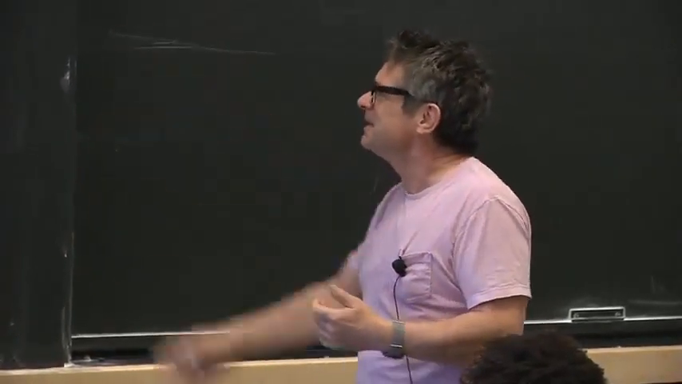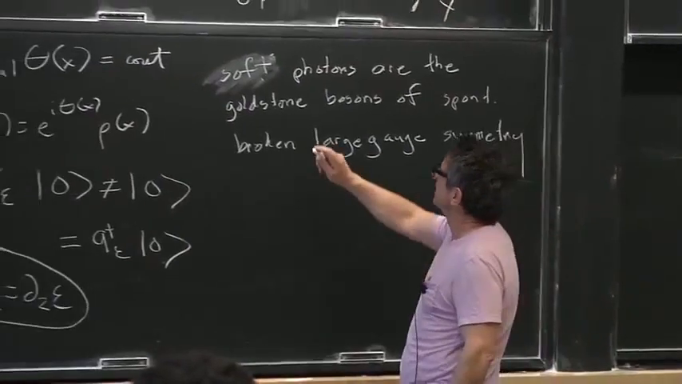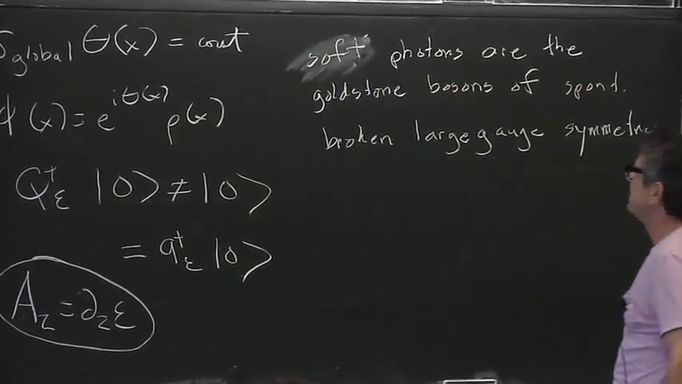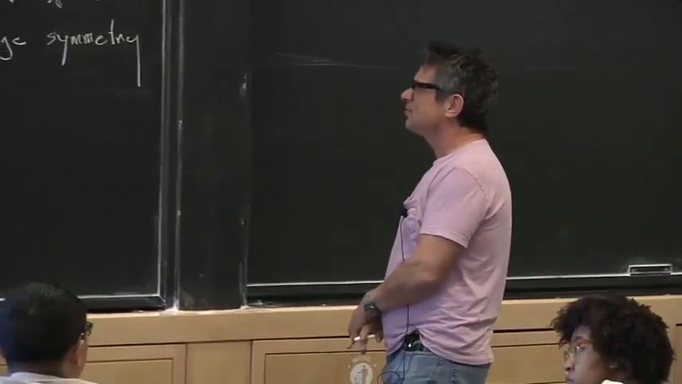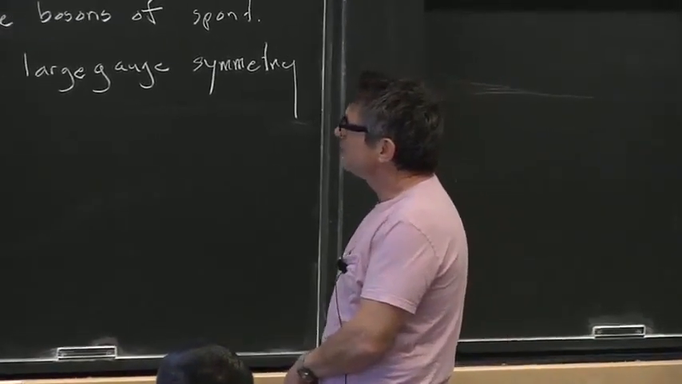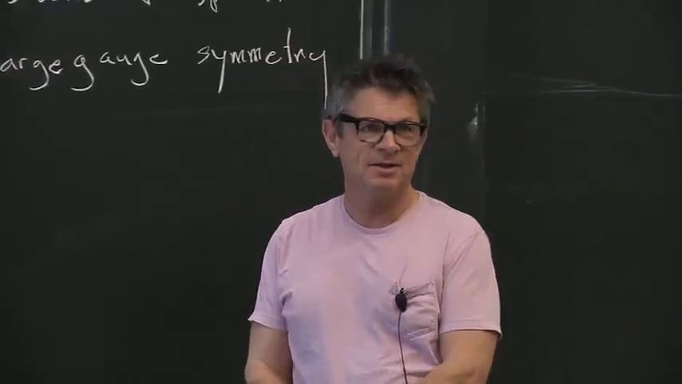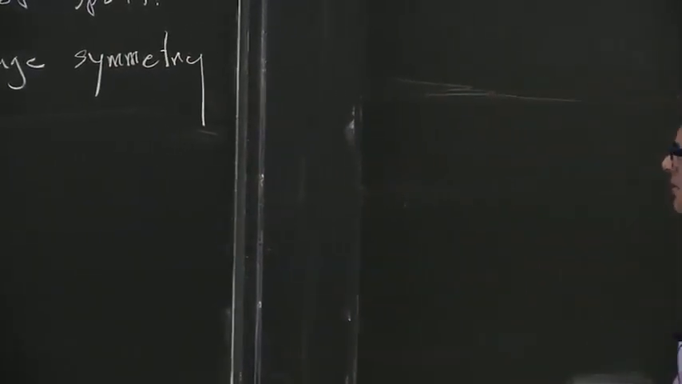So rather than propagate a somewhat ambiguous terminology, I'm using this. Now, in fact, it turns out that the soft photons are the Goldstone bosons of both the electric and the magnetic large gauge symmetry, because they transform under both of them.